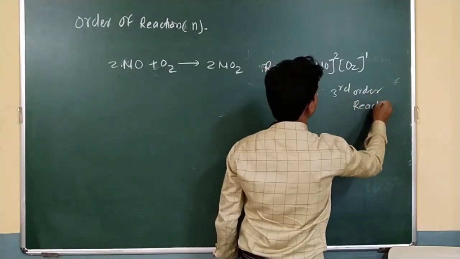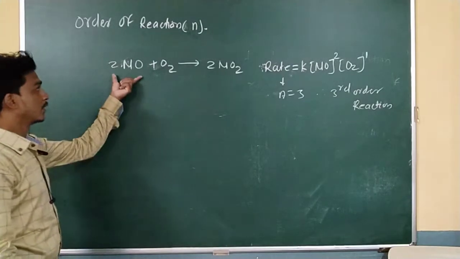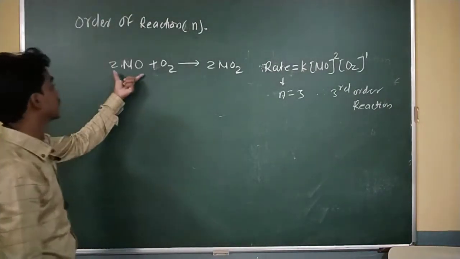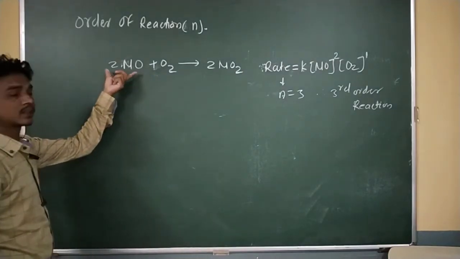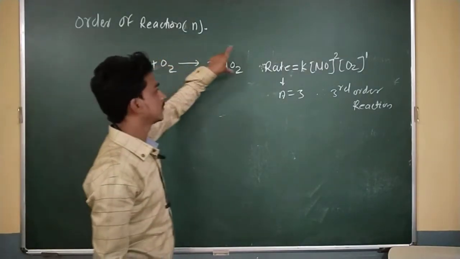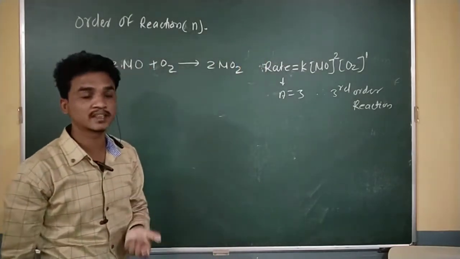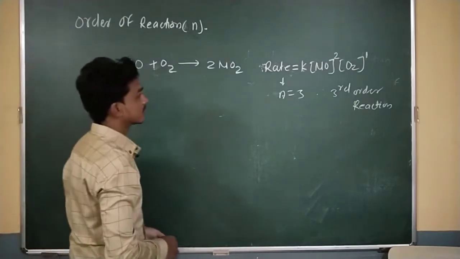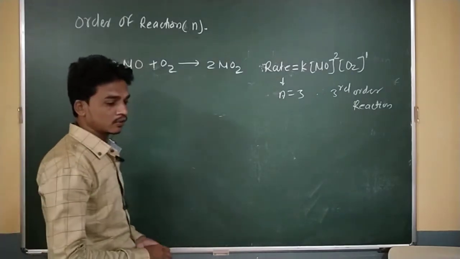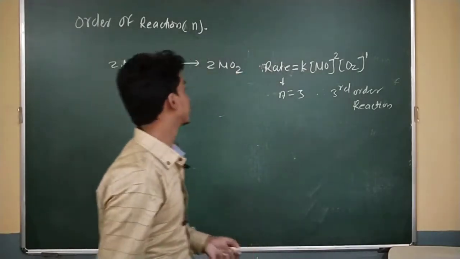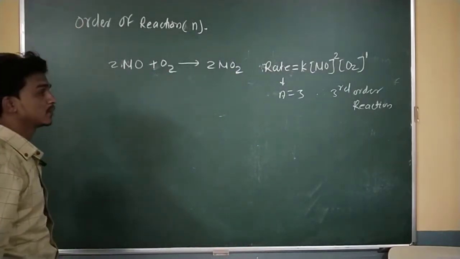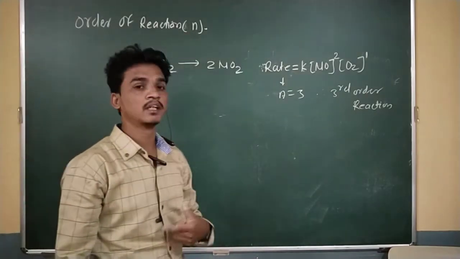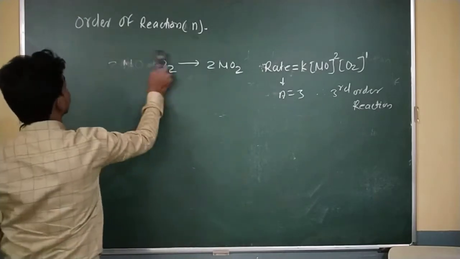Likewise, we have seen a number of chemical reactions in our daily life or in our chemistry. The order of those reactions we can calculate or determine from the experimental data. Okay, so this is an example of a third order reaction. So I hope this concept is clear: the order of any chemical reaction can be denoted by n, and all these things you have to understand. If you don't understand, then you can ask me.